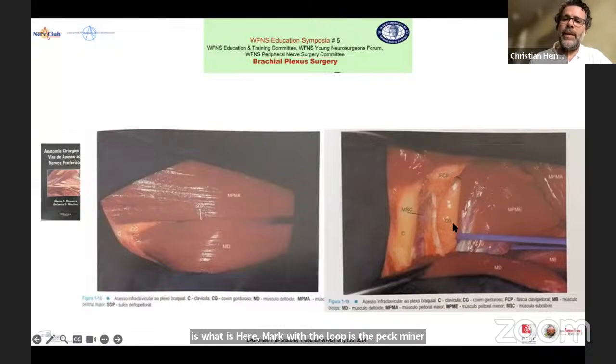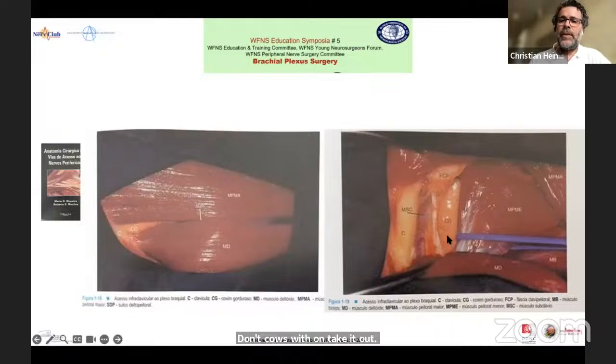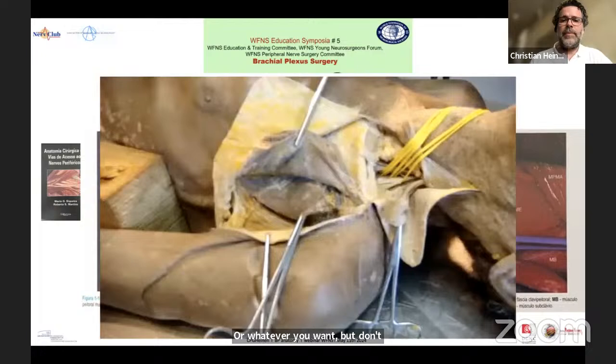And already underneath, you see this fat body that is covering the infraclavicular plexus, in the same way as the supraclavicular plexus is covered by the fat body. And again, this is something that you definitely need to preserve. Don't take it out. Just detach it, flip it medially or wherever you want, but don't leave it pedicled, don't kill it.